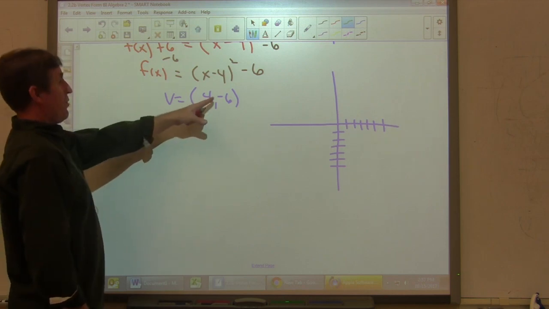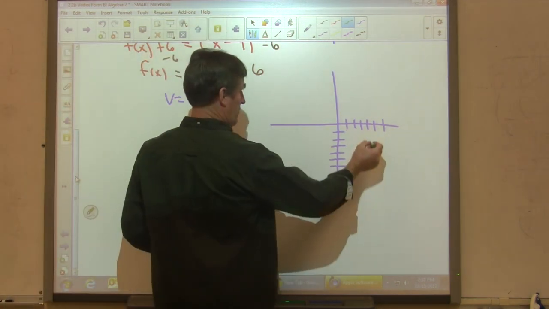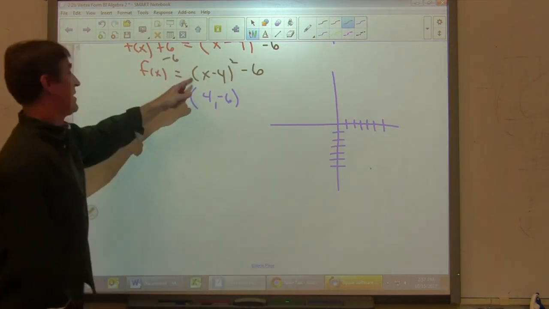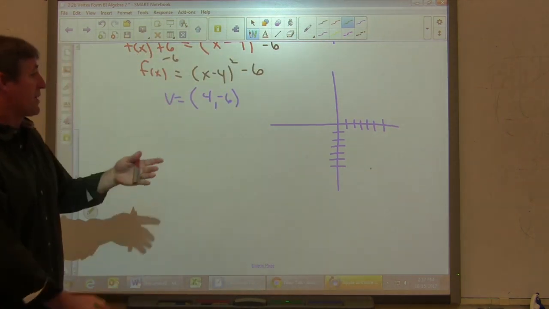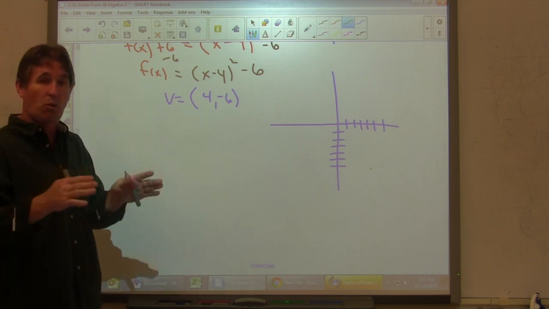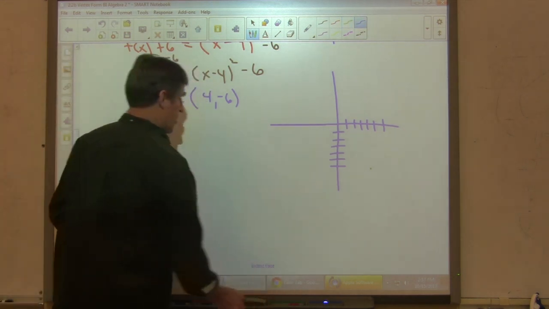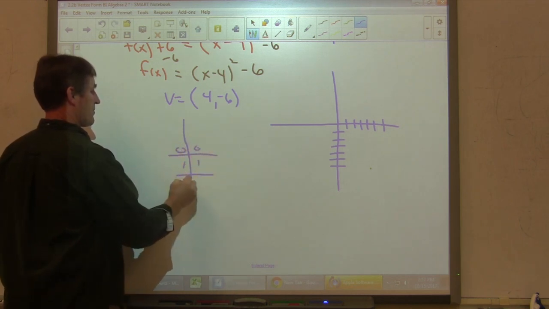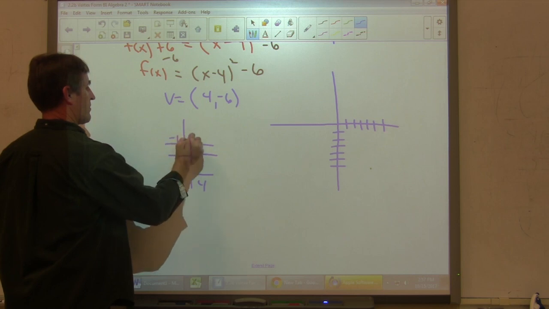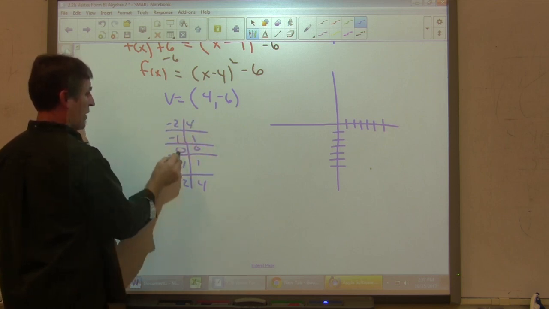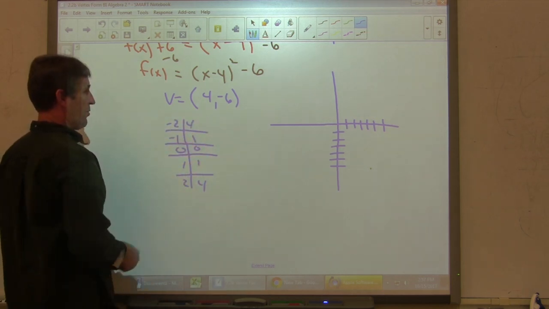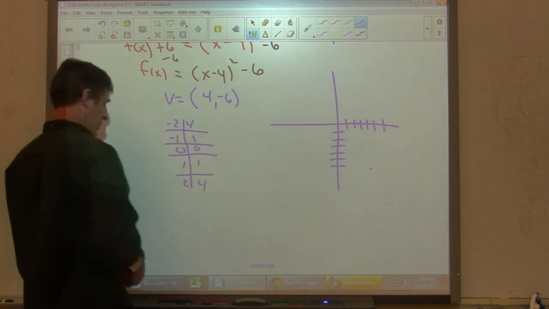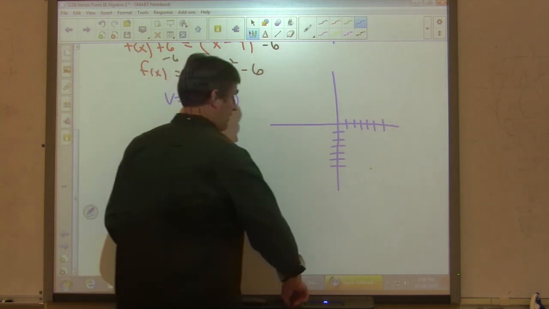So remember, 4, -6 is my vertex. So 4, -6. My A is positive, so it opens up. Now here's the thing, all of your A's are going to be 1 on this assignment. So we can just go to the parent function. And remember, we always go over 1 up 1 and over 2 up 4 if A is 1. If A was something else, we can multiply that by 1 and 4. And again, you can always make a chart if you wanted to.